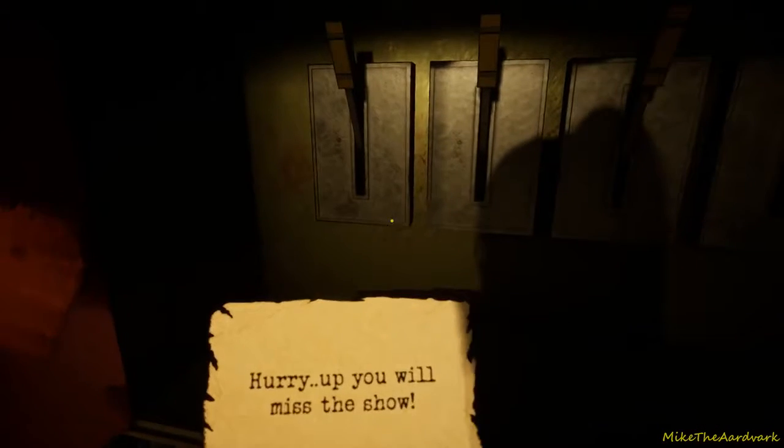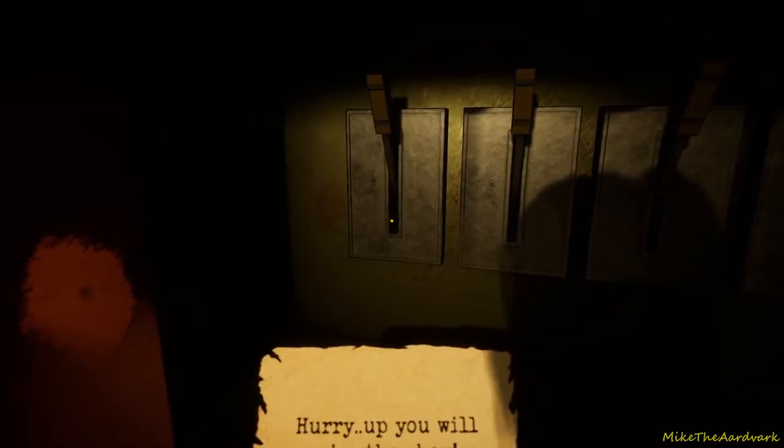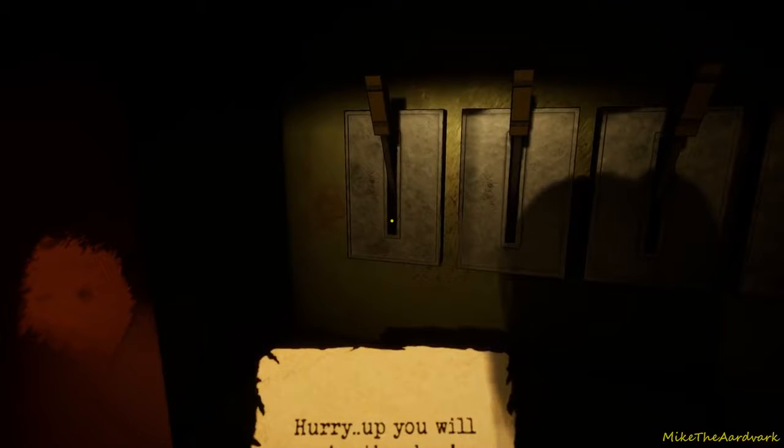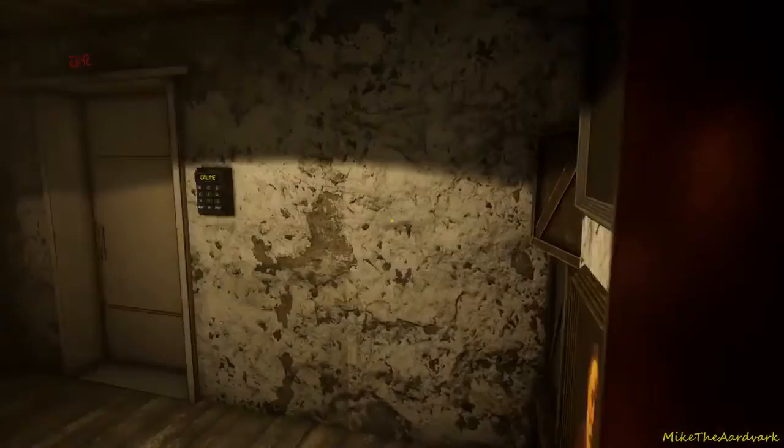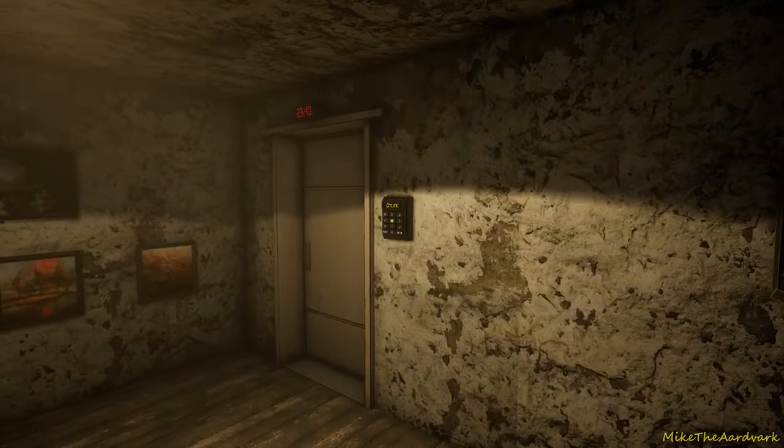This clue says that for each of these switches, you'll get a brief interval on the television set in the other room to show you a letter. That corresponds to the code you need to enter into that keypad.